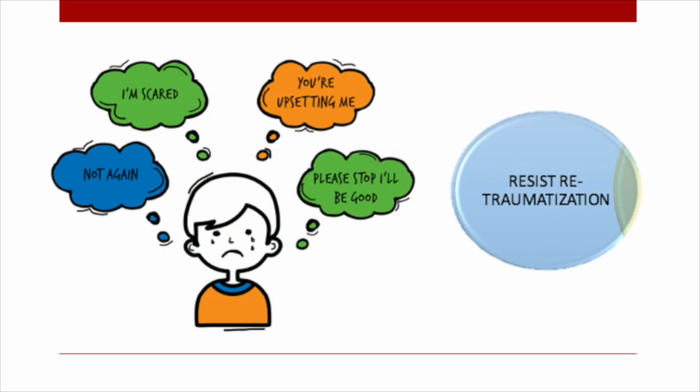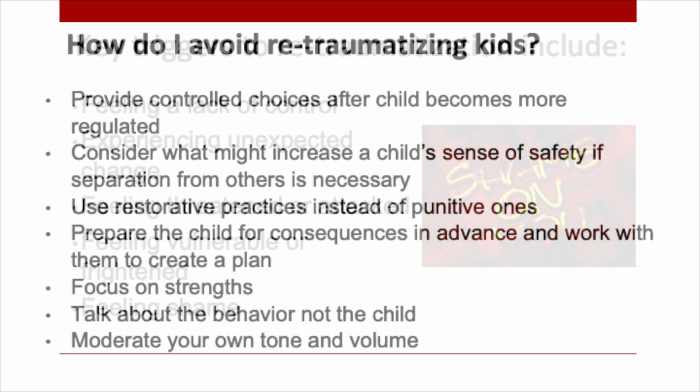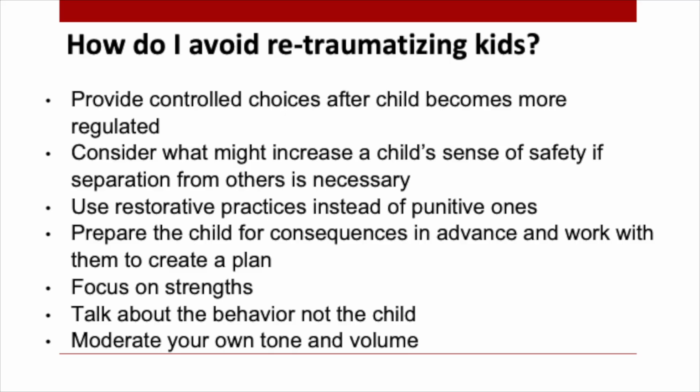So now we've reached the fourth R, resist re-traumatization. There are some common triggers to re-traumatization, which include things like feeling a lack of control, experiencing unexpected change, feeling threatened or attacked, feeling vulnerable or frightened, and feeling shame. Here are some strategies that you can utilize to avoid re-traumatizing kids. Provide controlled choices after the child becomes more regulated. Consider what might increase a child's sense of safety if separation from others is necessary.